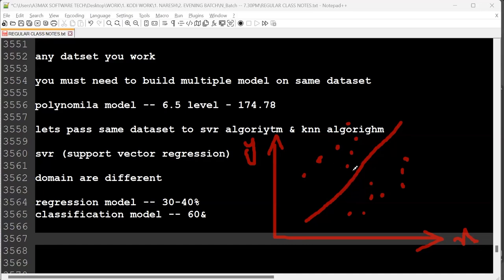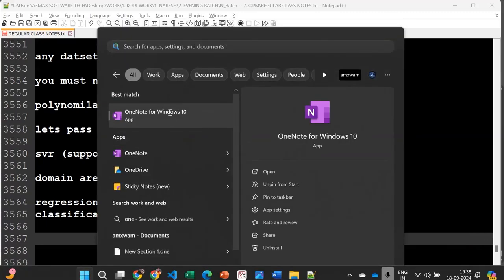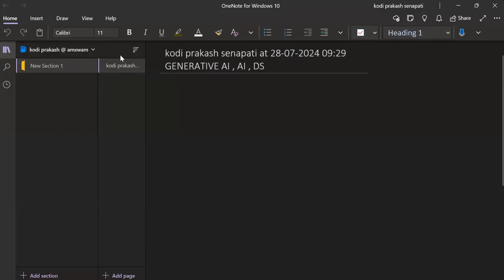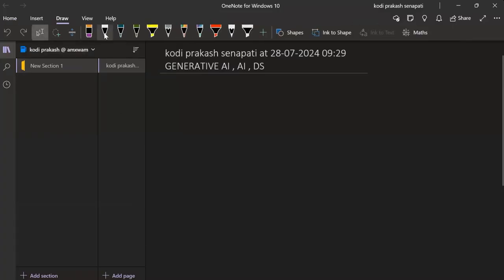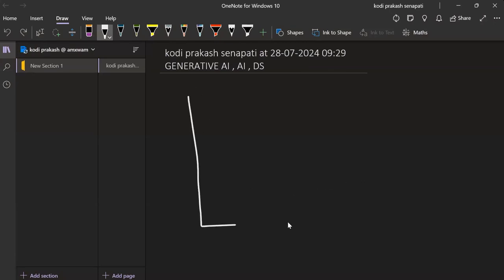Okay, guys. Now let me move this here, or maybe the best way is I can plot in one note. Let's understand this. Have a look at this. So I can make it a little bit bigger. This would be X and this would be Y. Assume I have some data points over here.